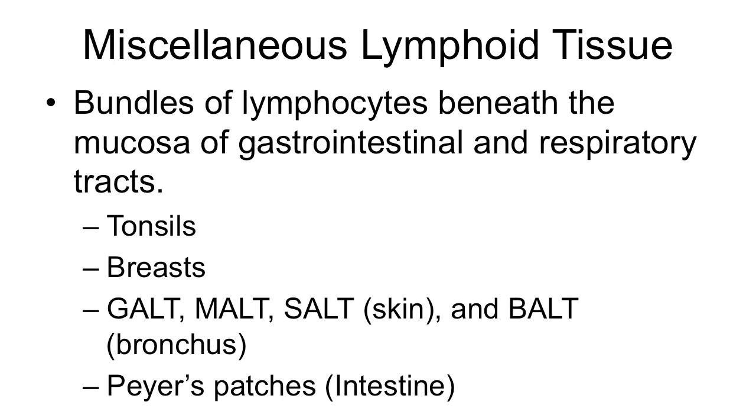Now, we have a lot of smaller lymphoid tissue that is found in the tonsils, in the breast, and in the MALT-associated tissues. So the GALT, that's the gut-associated lymphoid tissue. The MALT is the mucosa. That's the general term for all the other ones. SALT is the lymphoid tissue associated with the skin. And the BALT is the immune-associated tissue of the bronchia and the lungs.